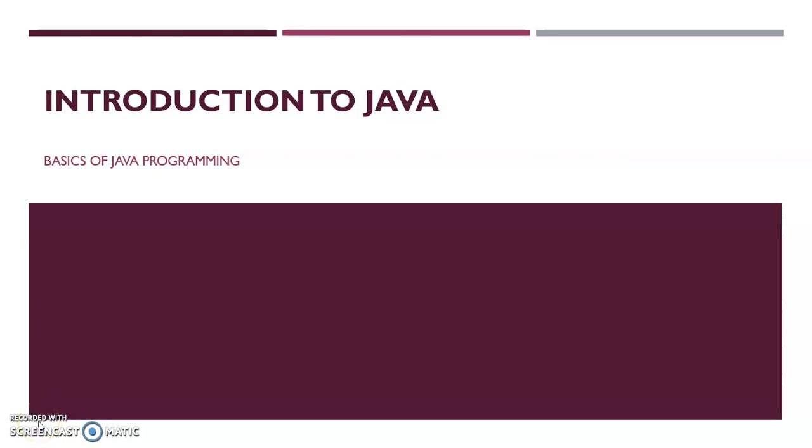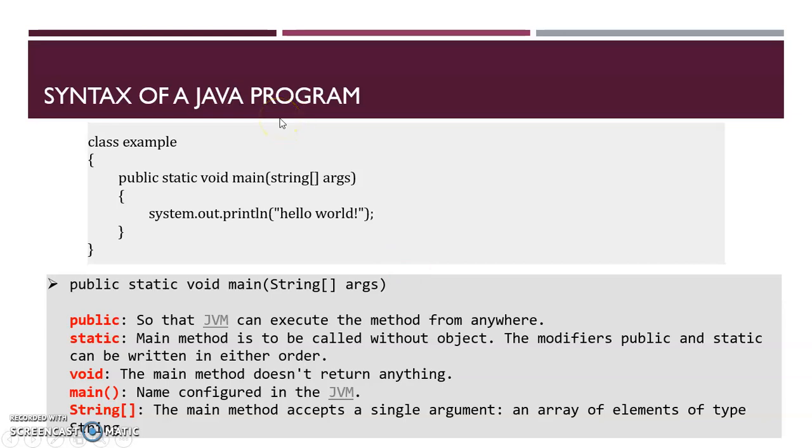Dear students, this lecture deals with Introduction to Java Programming, covering the different data types available in Java programming and how we can declare and define each type. Before going to the details of data types, let me introduce the syntax of a Java program. Here is an example of the syntax of a Java program.